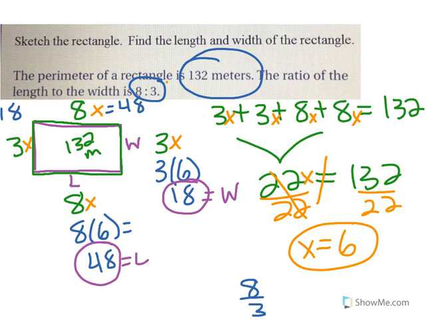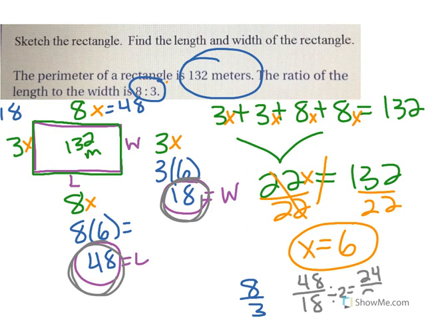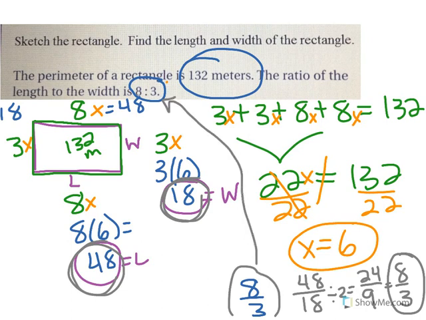If you put 48 over 18 in a ratio, and let's just say divide by 2, 24 over 9, and then take out a 3. Notice how it simplifies to the same exact ratio as in the beginning. It's the same ratio, just bigger numbers. It's still the same relationship though. We just kind of made it work for the perimeter of 132 meters.